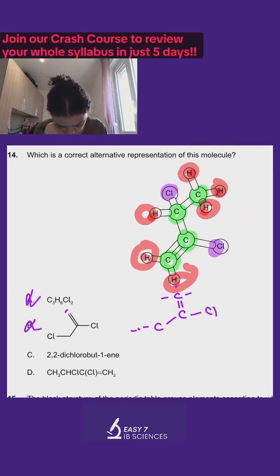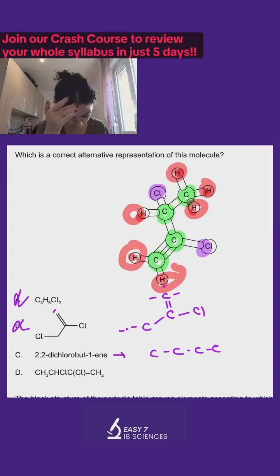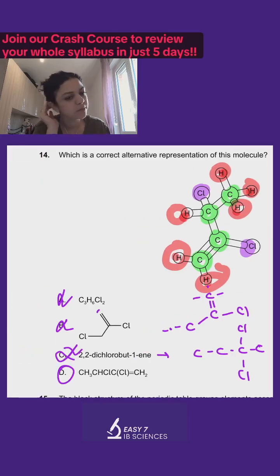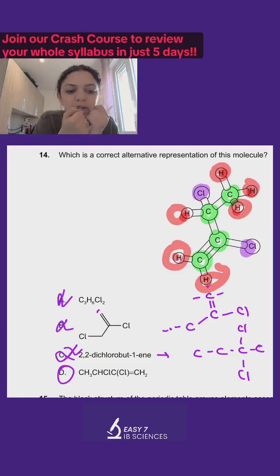C says 2,2-dichlorobutene. The way I would answer this, to make sure it doesn't look like a diagram, is I would of course draw it out by myself. So 1, 2, 3, 4, and then dichloro both on the second carbon, so chloro and chloro. And again, that does not look like my image. Therefore, my answer has to be D. Does that make sense?